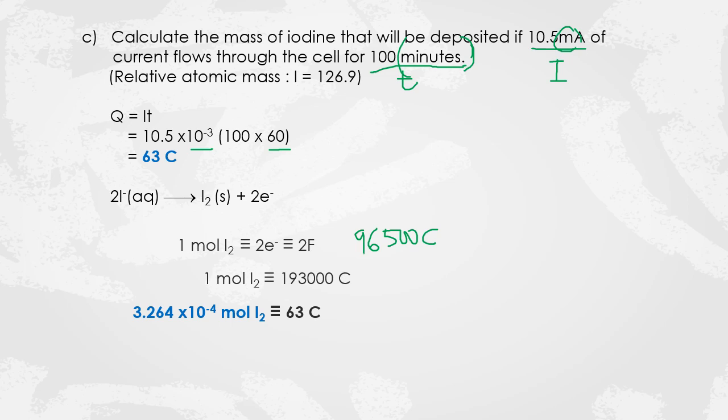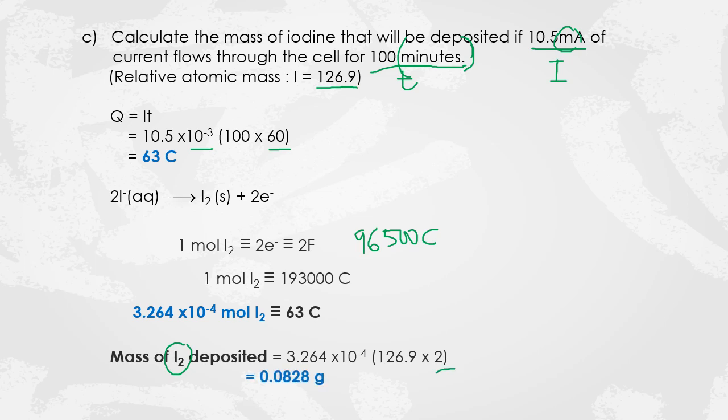Lastly, we can simply calculate the mass of iodine. Note that the iodine here is not just I. The mass given here is only for I, but you have I2. So please times it with 2. And lastly, you'll get a mass of iodine deposited of 0.0828 gram.